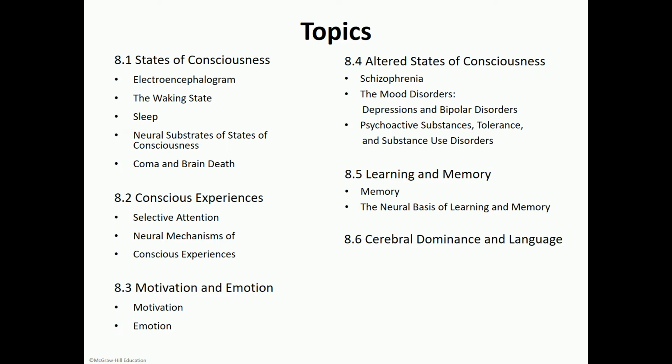The other topics to talk about in this chapter would be conscious experience. So, what is consciousness versus loss of consciousness and so on. Then we'll talk a little bit about the physiology of motivation and emotions. And then the altered states of consciousness. How does the learning process work? How does memory work? And then we'll talk about cerebral dominance and language.